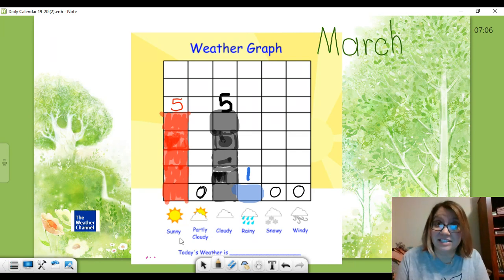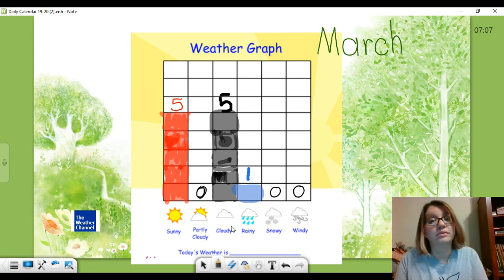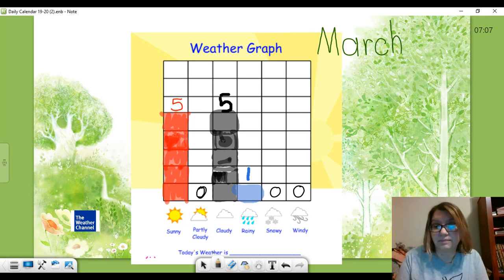What has the least? What type of weather have we had the least of in March? Yes, that would be, there's three of them. Partly sunny, snowy, and windy, because they all have 0. And yes, those are also equal or the same. Very good. All right, so we are done with weather for today.